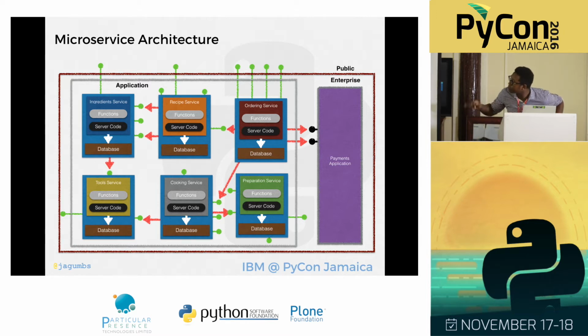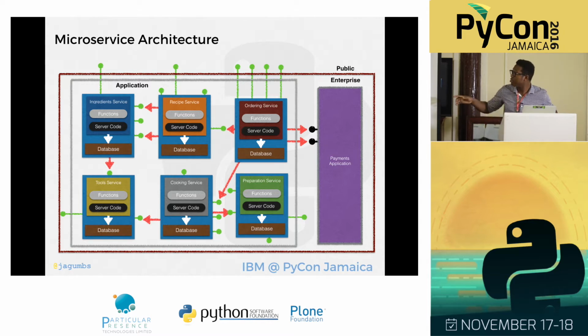Ordering is its own service, recipes are their own service, ingredients, tools, so if you wanted to get like a blender or a mixer, there's a service that handles the process for getting those things out, a cooking service and a preparation service. It's not really realistic, but it was an easy way, at least for me, to visualize it when I was trying to understand a lot of these things.